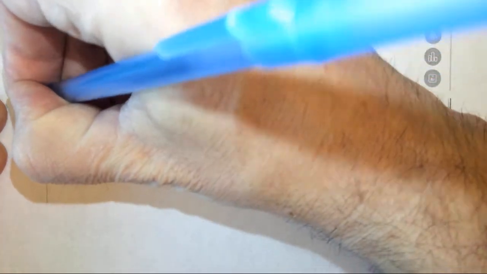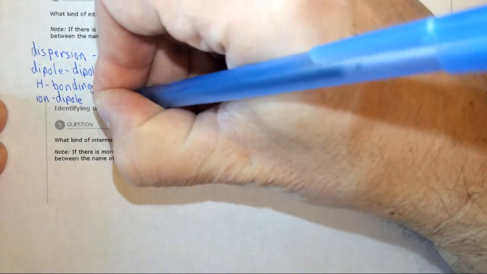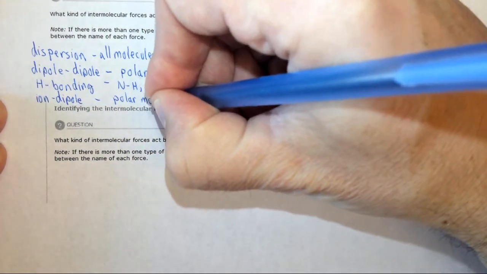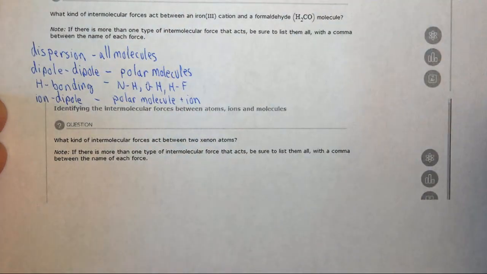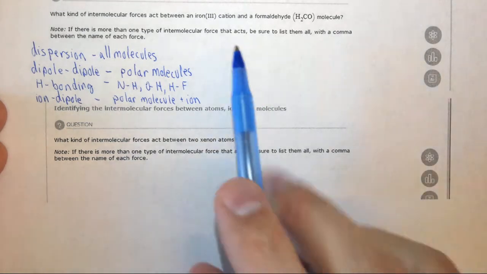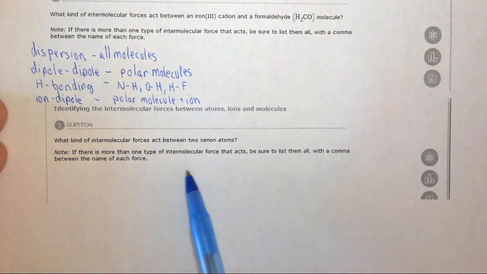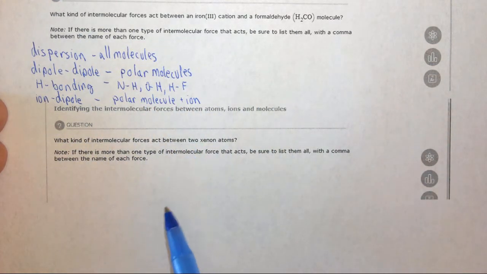And the last one is ion dipole. And this is between a polar molecule and an ion. And this is the strongest of the intermolecular forces. So let's look at the first case, and we'll actually look at a second case as well. So this is just a quick review of intermolecular forces, and again, I didn't give a lot of details.